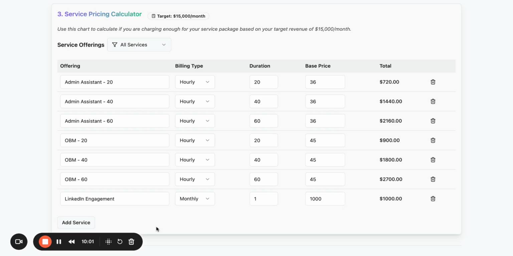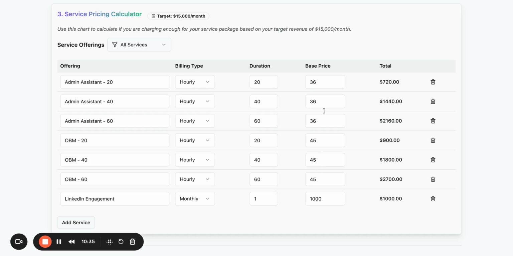Okay, so I went ahead and added your services here, and I wanted to provide some feedback before we start to see how this is impacting your monthly revenue. Right off the bat, you have these different containers of admin assistant and OBM packages, right? 20, 40, and 60 hours. Typically, what I highly, highly recommend doing is having some sort of incentive for people to jump hours by saving money the more hours they invest with you.